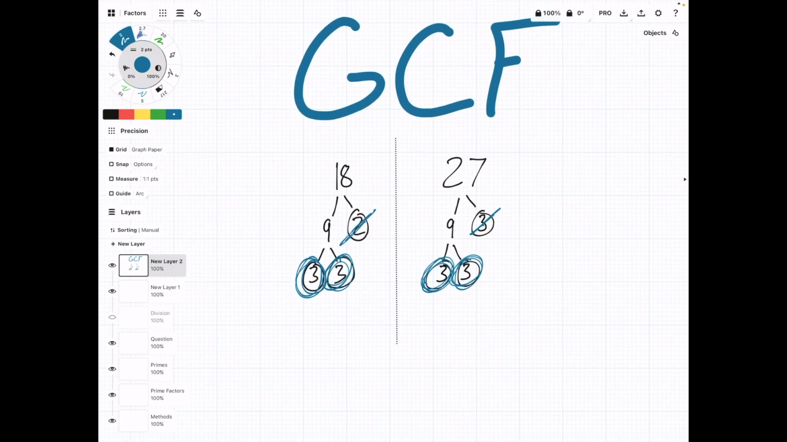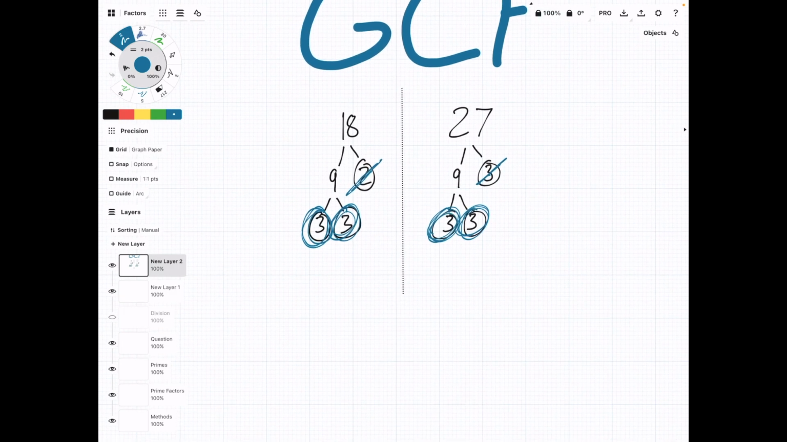Then to find the GCF, we just multiply the ones that we found. So here we're going to do 3 times 3 equals 9. So our GCF is equal to 9.